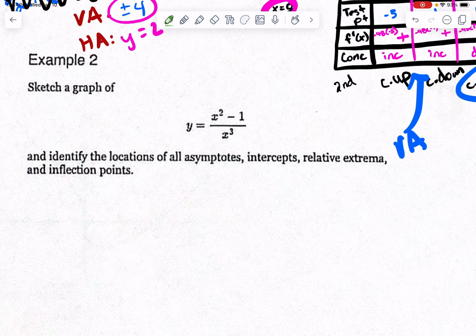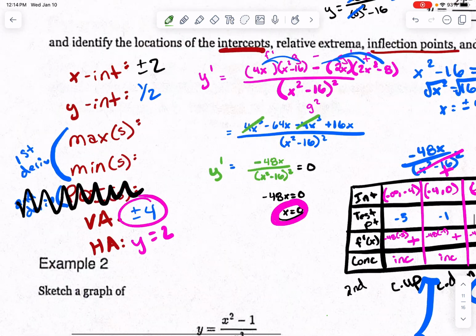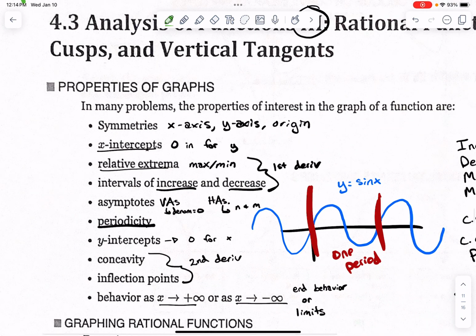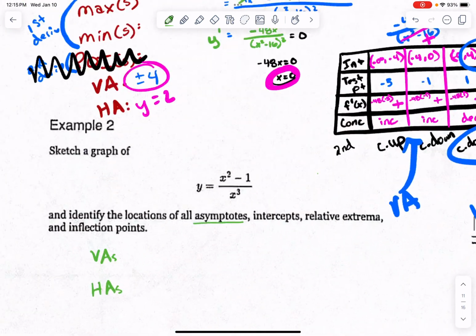So first things first, it says list all asymptotes that you have. So we have VAs and then we have HAs. And we wrote down, I don't know, it was like on Friday or something, how you find each one. Okay, so we list them here. For your asymptotes, for the VAs, you set the denominator equal to 0. For your HAs, you're looking for that N and M type thing. Okay, so let's do the VA first.